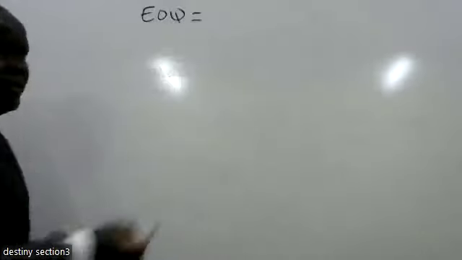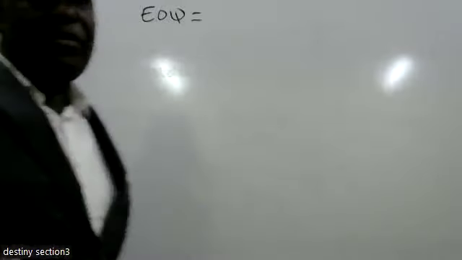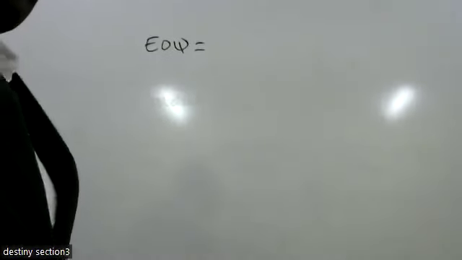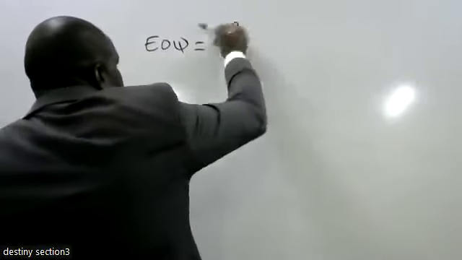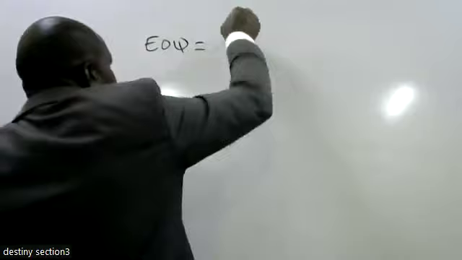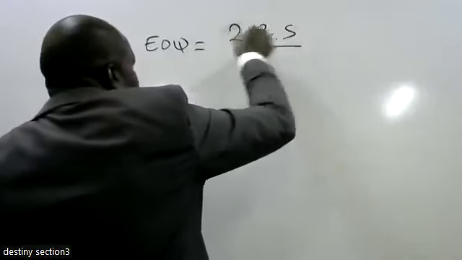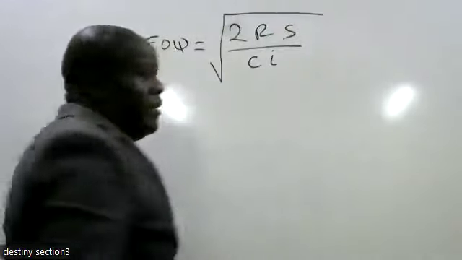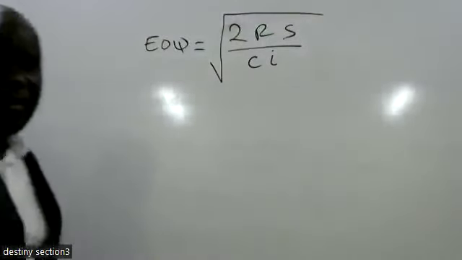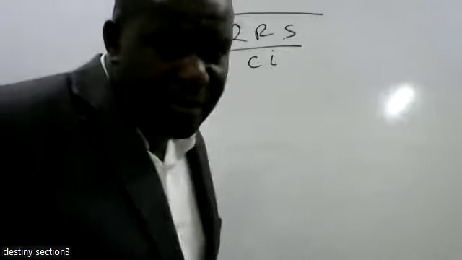How to calculate economic order quantity. Economic order quantity is supposed to be given by the square root of 2RS divided by CI. Then we come up with that particular format.